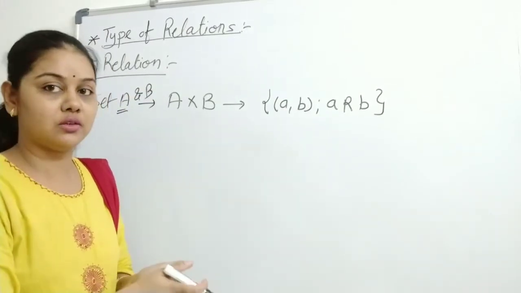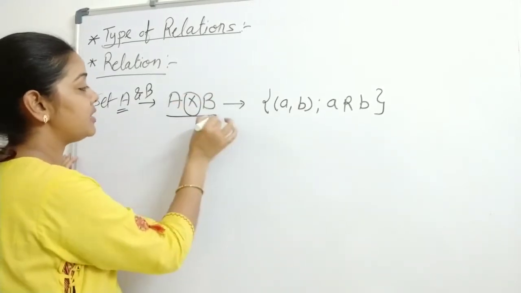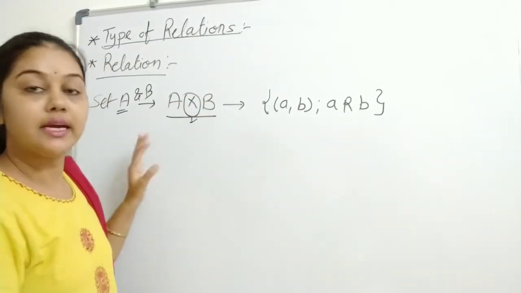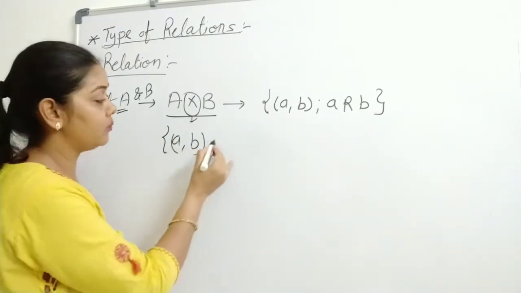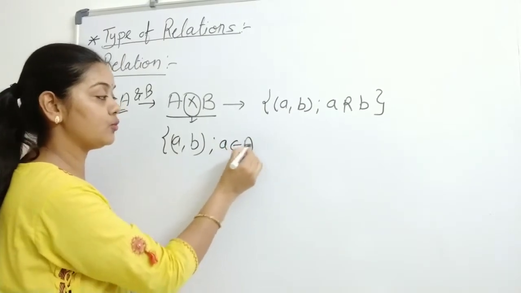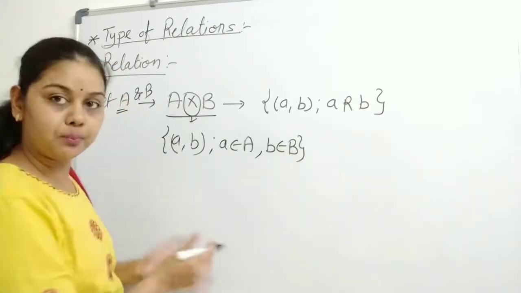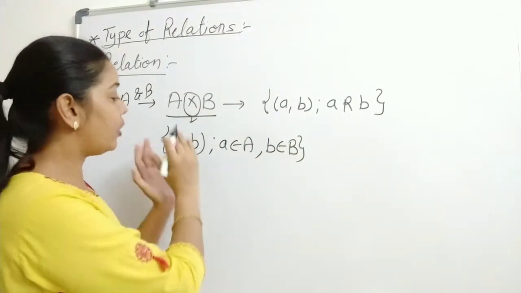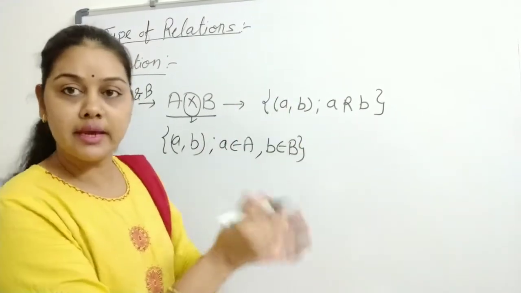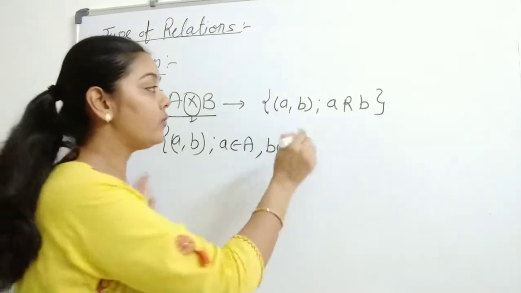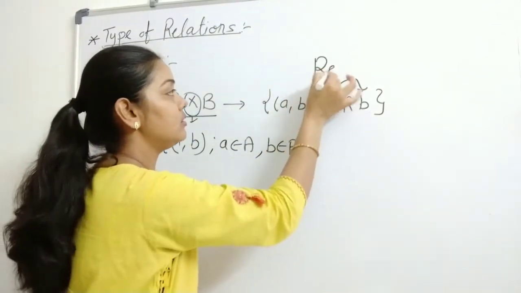The well-defined collection of data is called set. Then A cross B is called Cartesian product. It means the set of all the ordered pairs (a, b), where the first element a belongs to the first set and the second element b belongs to the second set. Now, from these ordered pairs, taking the set of special ordered pairs where the first element is related with the second element, this is called relation.